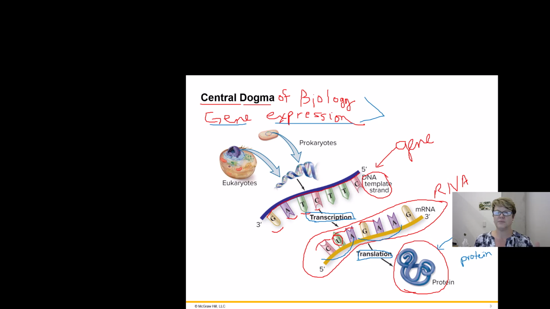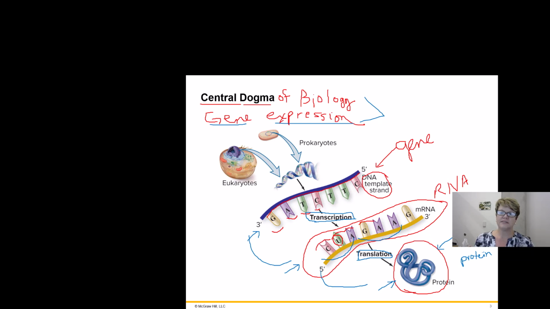Transcription comes first, the copying from a DNA template to make an RNA. So the product of transcription itself is RNA. But then translation takes an RNA and a ribosome and uses that combination to build a protein. And so the product of translation is a protein. So you have these two processes back to back, and that's called gene expression.